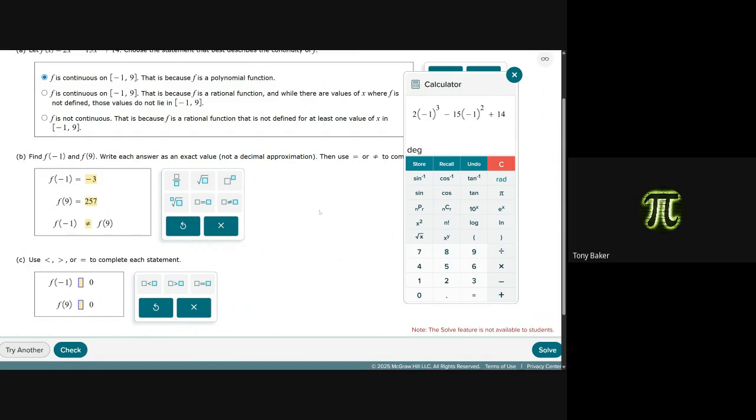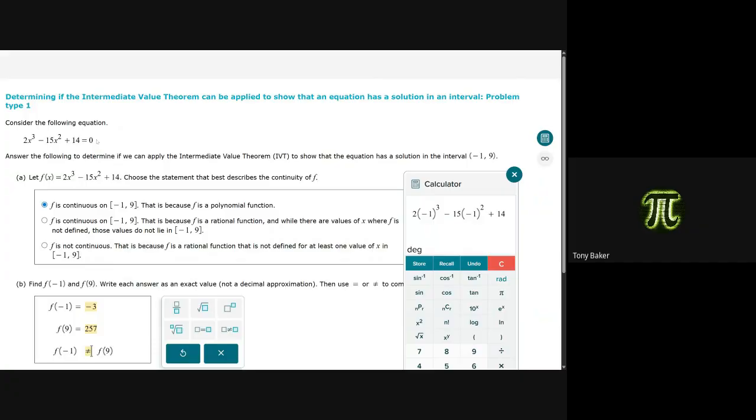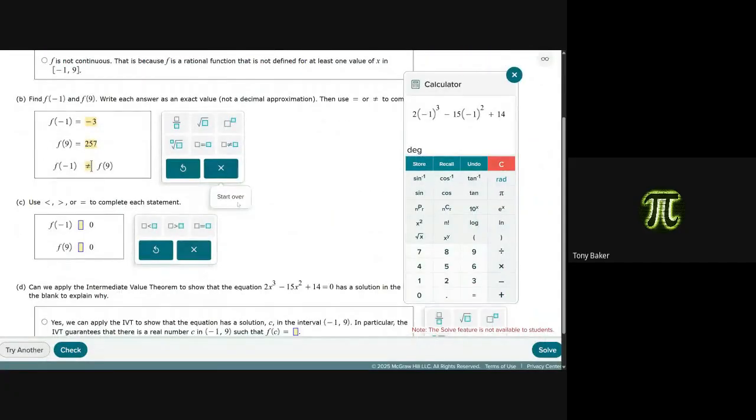Now, are they on either side of the value that I'm looking for? So in this case, we're looking at 0. So is f of -1 greater than 0, less than 0, or equal to 0? It's less. F of 9, is it greater than 0, equal to 0, or less than 0? Greater. So we're good.